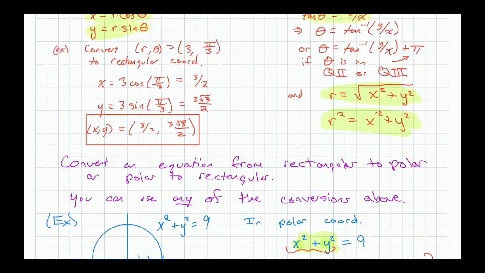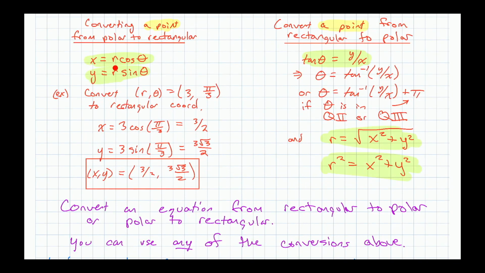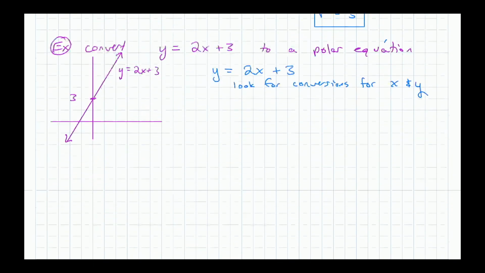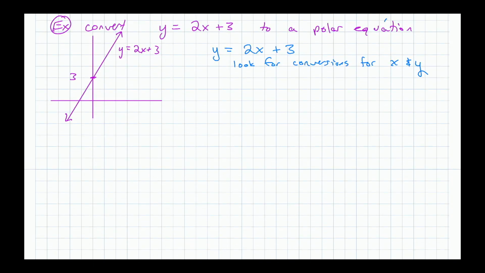You're going to have to use these over here. And that's not a problem. You just use these. X is r cosine theta, y is r sine theta. So just substitute those in for x and y. So you come down here and you just substitute those in. So the y is going to be, what was it, r sine theta, right? And then we have equals 2x. X was r cosine theta, and then plus 3. So this is your equation here.